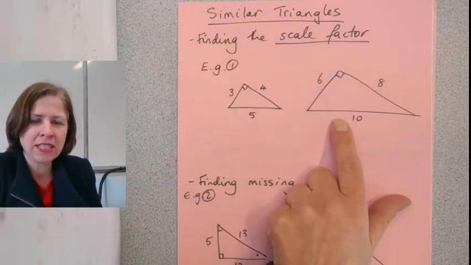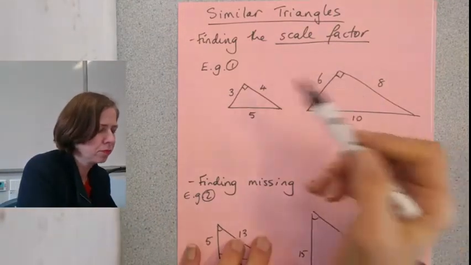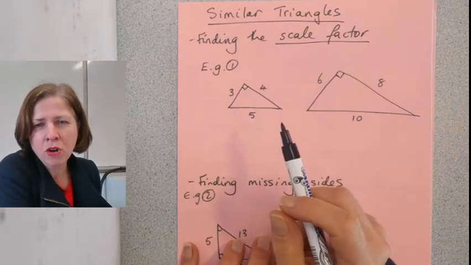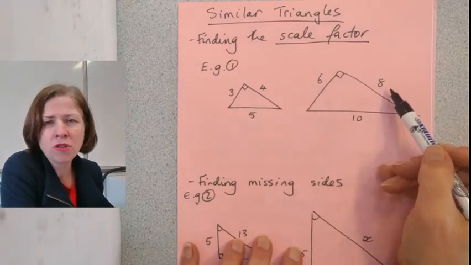But by how much has it been enlarged? What I'm going to do is just compare corresponding sides. Now remember, in congruent triangles we talked about corresponding sides. I'm not going to link this 3 with this 8 because they're not corresponding.